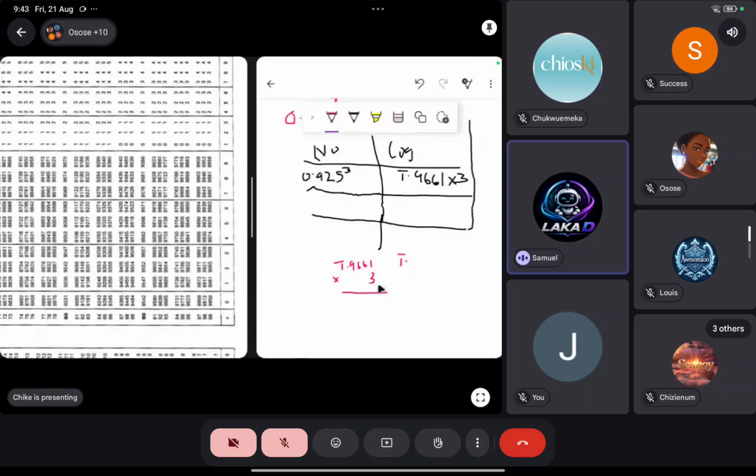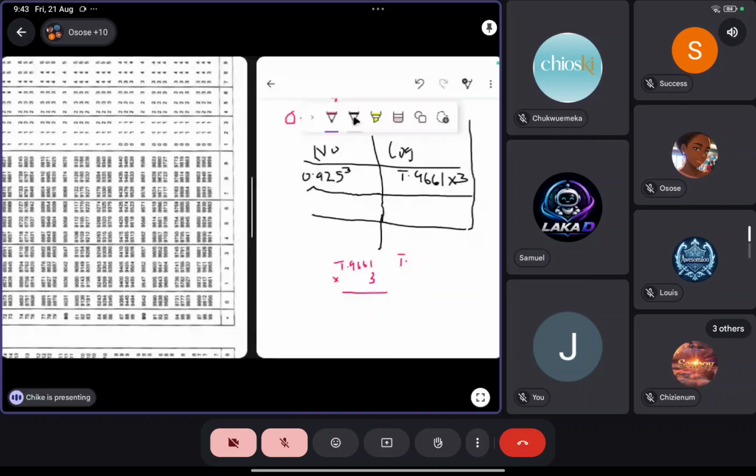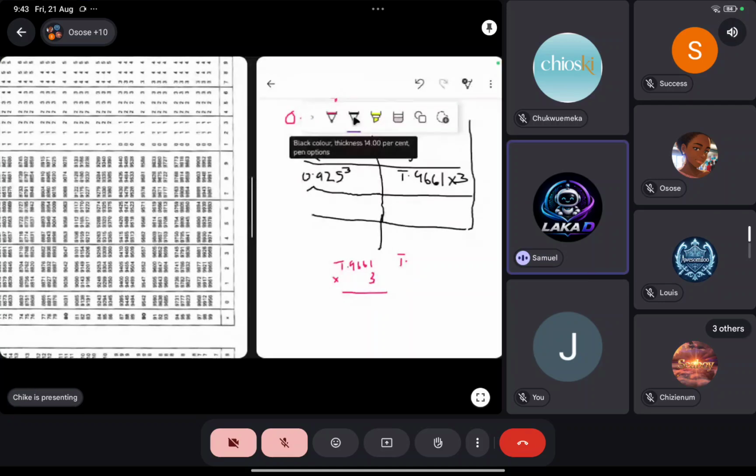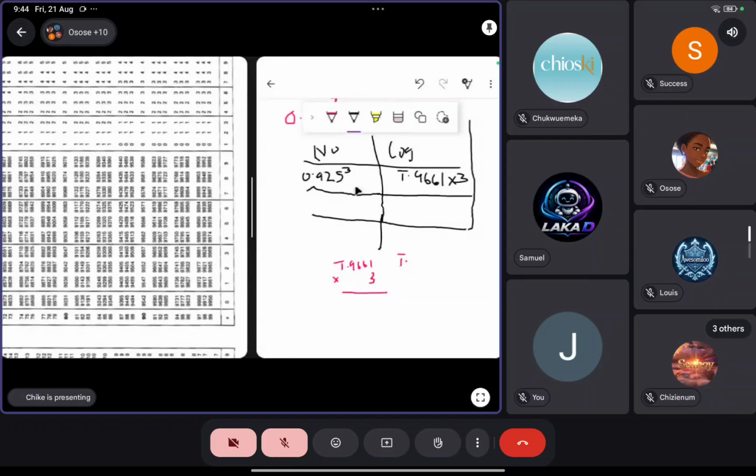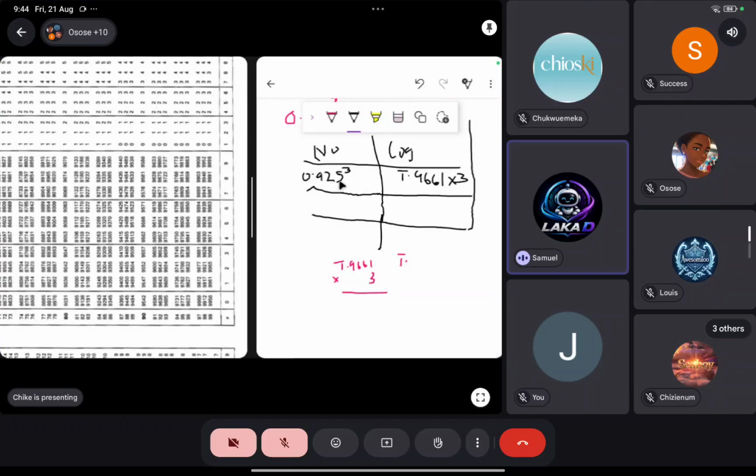Yes, sir, please. So that 0.925 raised to the power of 3, what if you just multiply it like that? Then you will not convert it to log. Will it still give you the same answer? What if you just do what? So this 0.925 cubed, you just solve it directly.